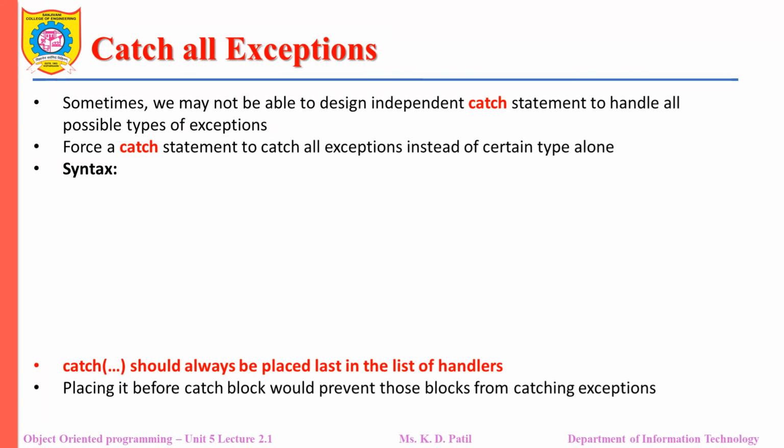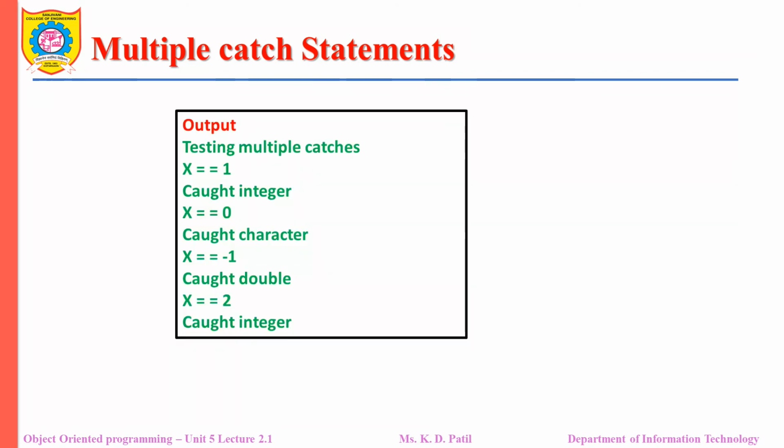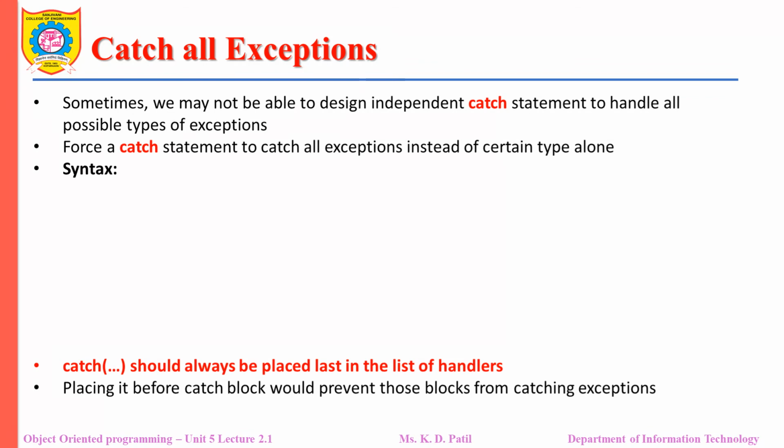Now let us see how to catch all the exceptions. Sometimes we may not be able to design an independent catch statement to handle all the possible types of exceptions. So we can force a catch statement to catch all the exceptions instead of a certain type alone. If you observe over here, we have designed a catch statement for each and every exception, but sometimes we may not require that. In that case, we can have a single catch statement to catch all the exceptions.